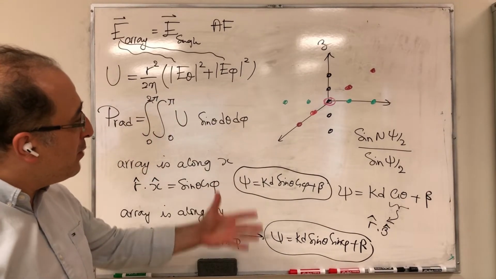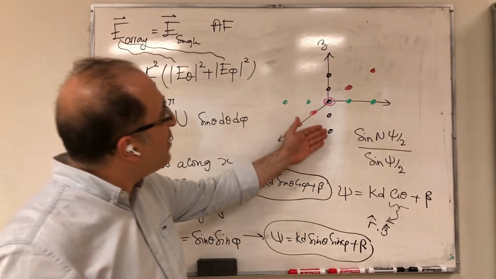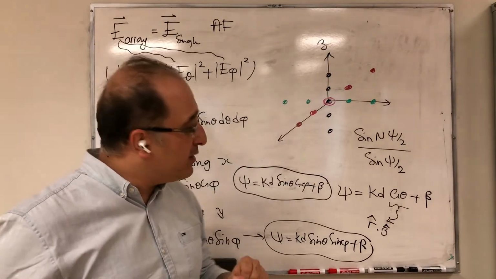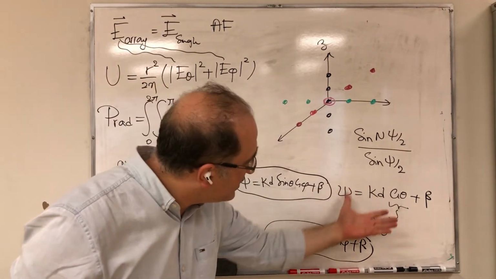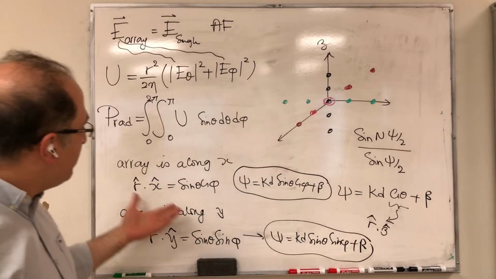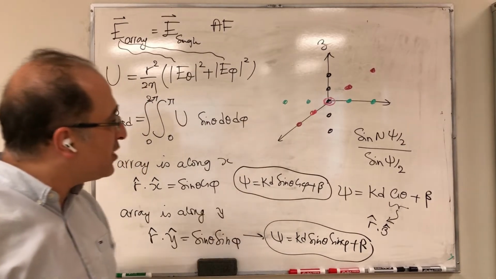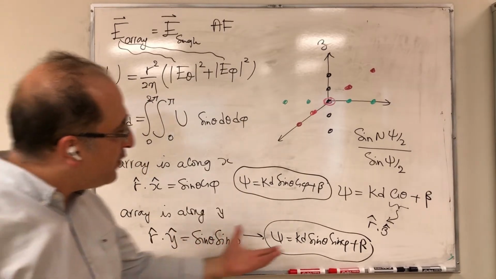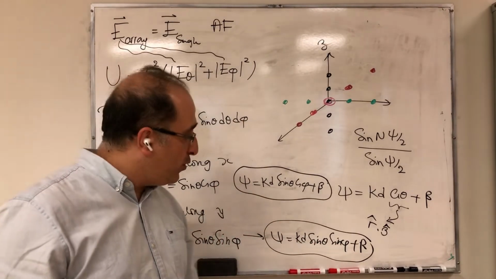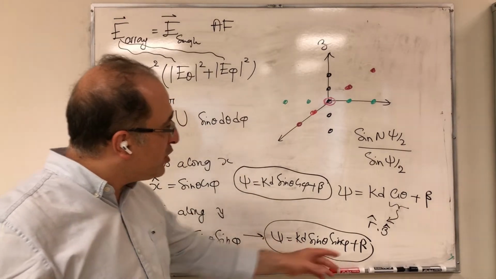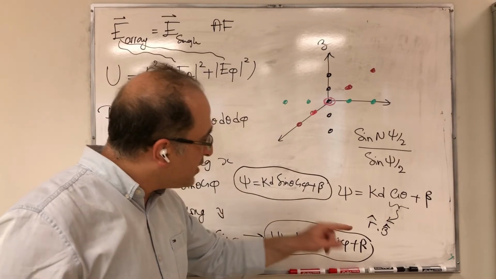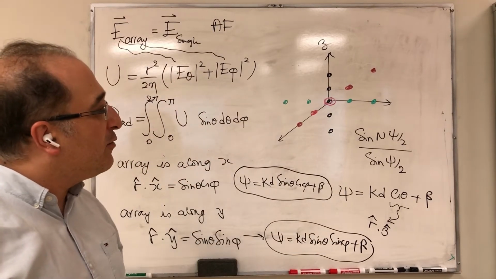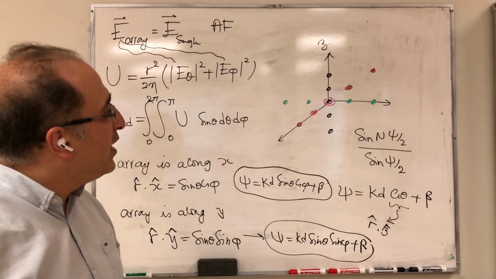The reason I'm mentioning this is that in the exam you might get arrays in different directions. So if it's along z, this is the expression for psi. If it's along x, this is the expression for psi. And if it's along y, this is the expression for psi. So you're just changing cos theta to sine theta cos phi and sine theta sine phi. So that's essentially what we have.